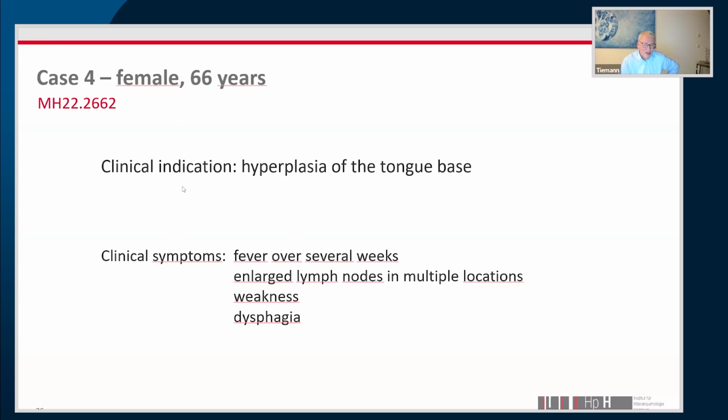A 66-year-old female with clinical indication hyperplasia of the tongue base, and clinical symptoms also fever over several weeks, enlarged lymph nodes in multiple locations, weakness and dysphagia. Dysphagia, I think, is driven by this hyperplasia of the tongue base. And then we will go into the slides.